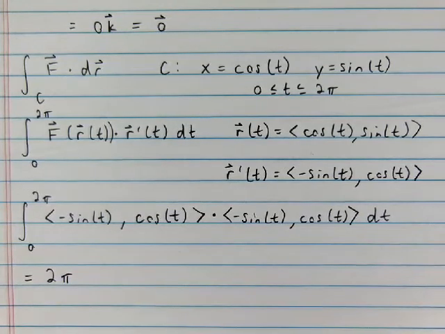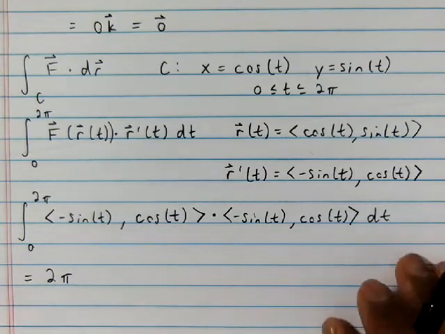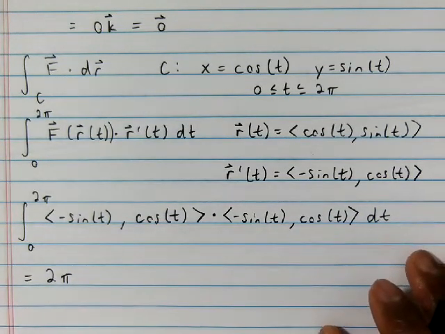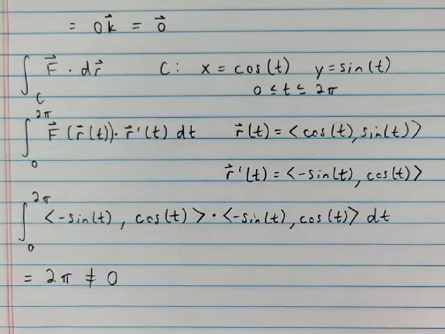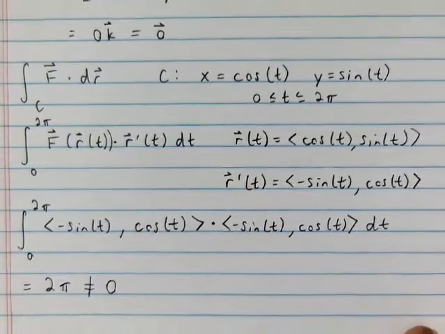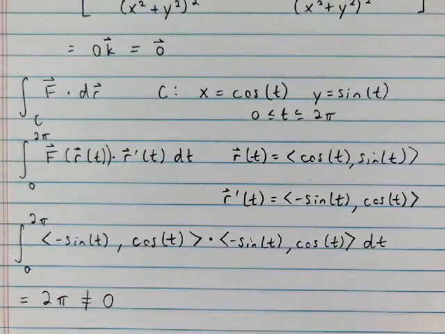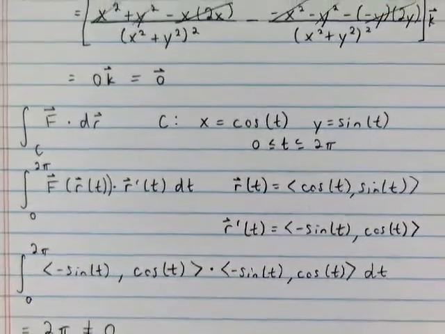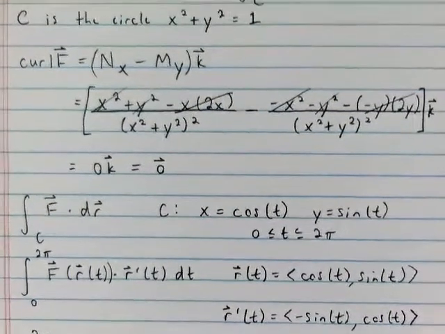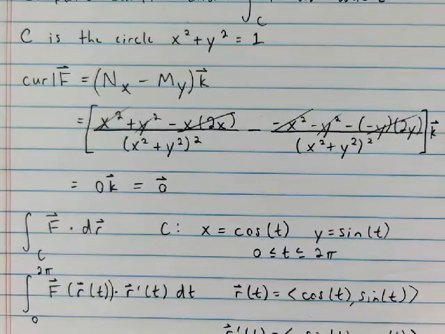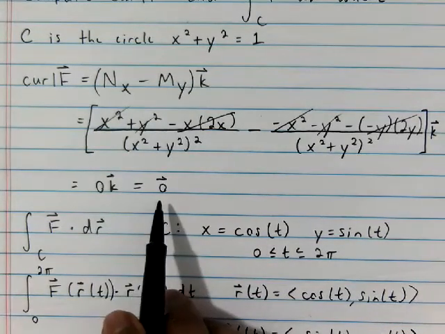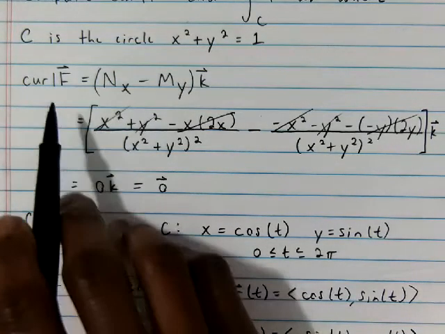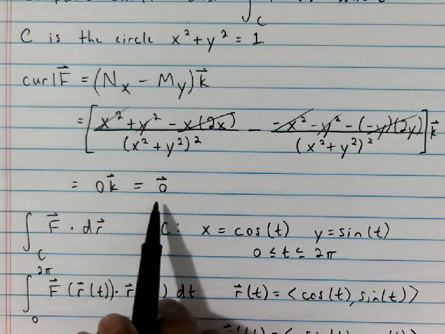2 pi, which, now let's discuss a couple of things here, is not equal to 0. So what we did is, first off, we looked at the curl of our vector field F, and we got the 0 vector. And what we've been doing every time we do that is we say, okay, well, the curl of F is equal to 0, the 0 vector.